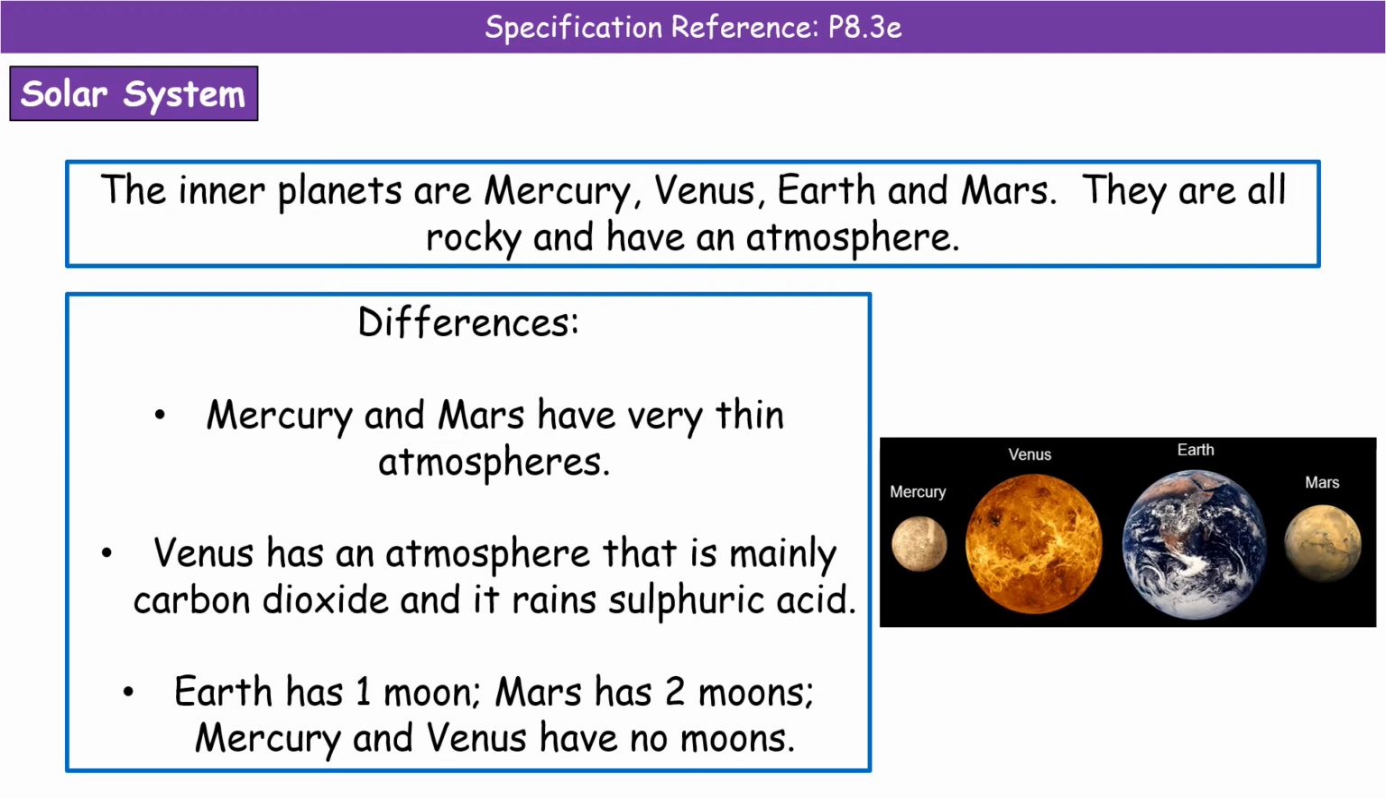Earth itself is obviously the one with the atmosphere that suits life as we know it. We can then compare the number of moons. We have one moon, hopefully you know that much. Mars has 2, and then Mercury and Venus, no moons.